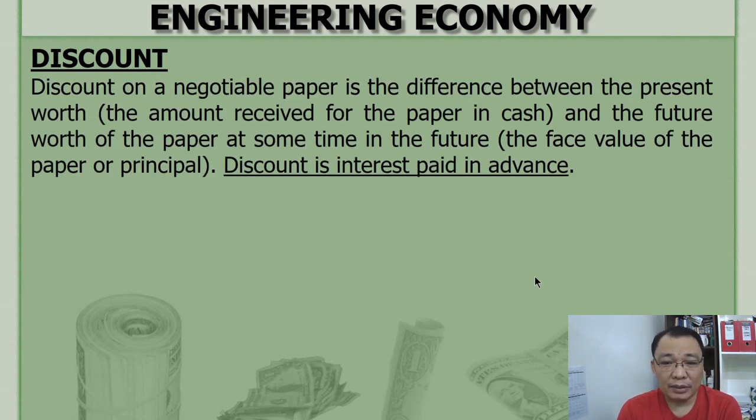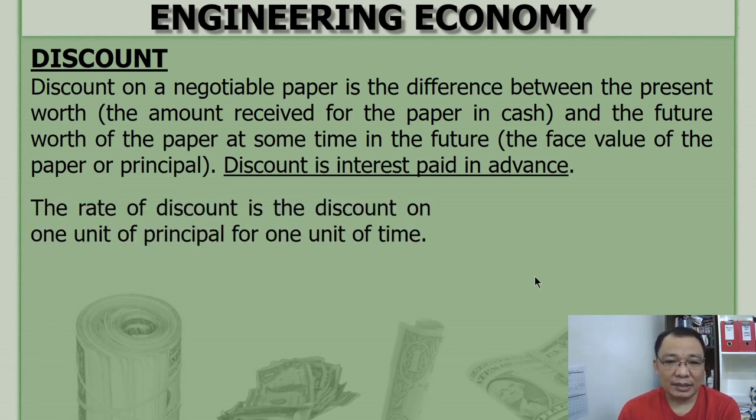Discount on a negotiable paper is the difference between the present worth, which is the amount received for the paper in cash, and the future worth of the paper at some point in the future, or we call it the face value of the paper or principal. The discount is interest paid in advance. So, I'm going to explain later that the discount can be considered as interest, depending on how you analyze the problem.